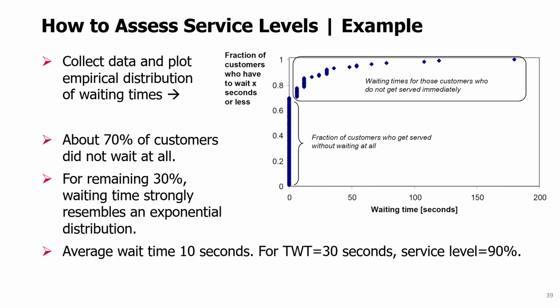So we could, for example, say, according to this chart, for a target waiting time of 30 seconds, which is somewhere here, maybe 90% of customers waited 30 seconds or less. So that means the service level at a target of 30 seconds is 90%. And right, we could say, does that match our requirement? Do we want to improve it? We could collect the data in the future and compare whether we improved or not.